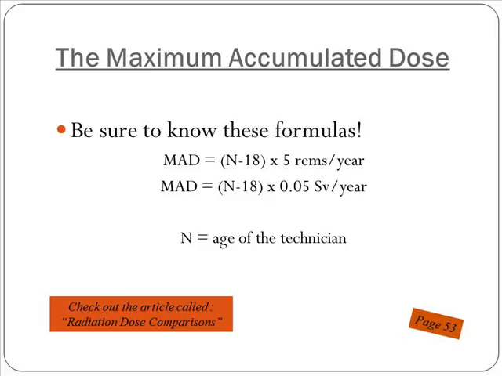Make sure you know the difference between maximum permissible dose, which is 5 REMs per year, and the maximum accumulated dose, which is lifetime exposure, and memorize this formula: maximum accumulated dose equals N minus 18 times 5. Now, the next thing I want you to do is to check out the article called Radiation Dose Comparisons.